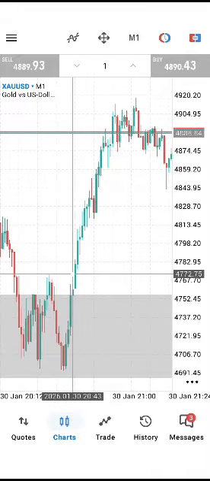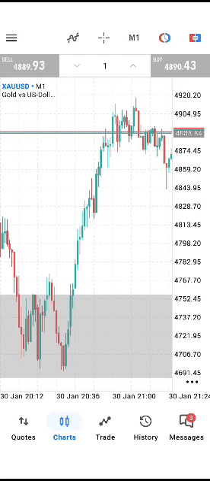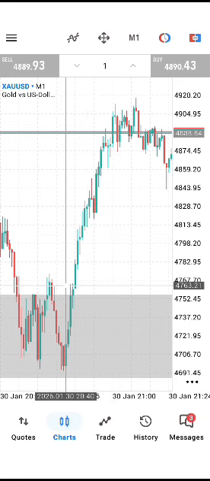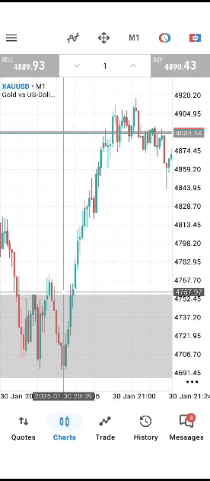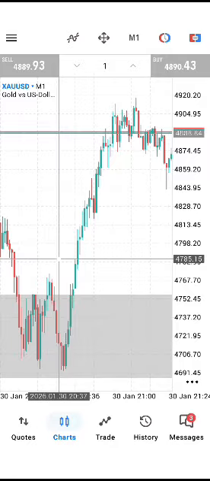You can see what I'm doing now. How does this setup start? That's the first thing we are going to do. How do you spot it? How do you get a sniper entry? How do you enter the market? How do you analyze the market? What are the criteria that you need to see before you enter the market, and how do you manage your trade? So first of all, let's go with the analysis.